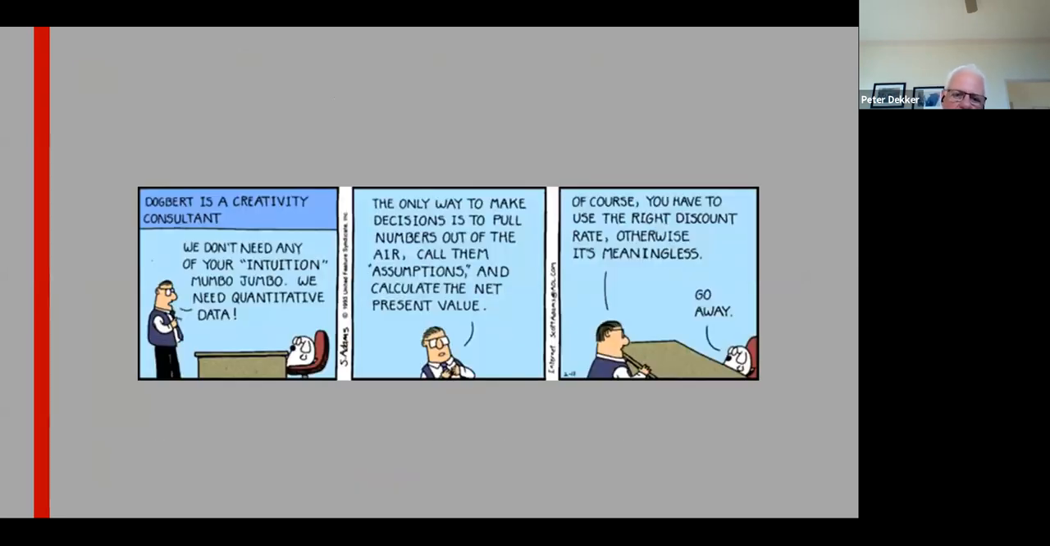In essence, what I say here is, and it's quite funny, that we don't need any of your intuition mumbo jumbo. We need quantitative data. The only way to make a decision is to pull a number out of the air, call them assumptions, and calculate the net present value. But of course, you have to have the right discount rate. Well, that's of course the whole thing. In our uncertain environment, it's very nice to have all these numbers coming out of the air and be very pedantic about the discount rate. Yes, discount rate is important, but I hope I've shown to you that the uncertainty in what you can get out of the ground is much bigger than the sensitivity to the discount rate. So we just need to have the numbers taken out of the air much more justified than which discount rate we use.